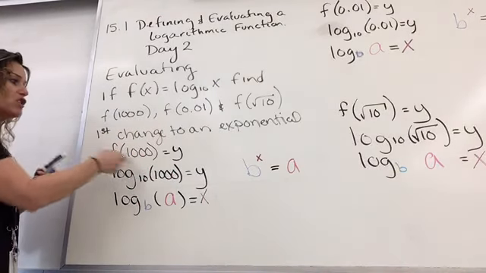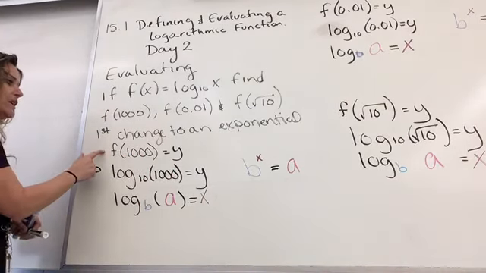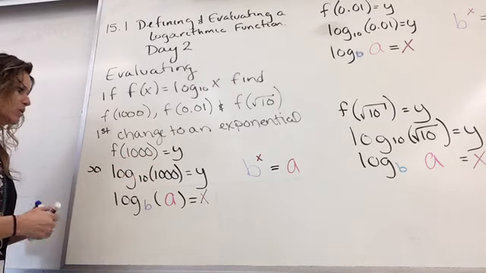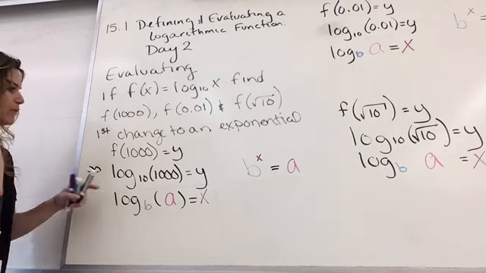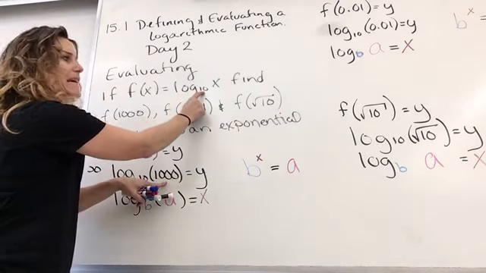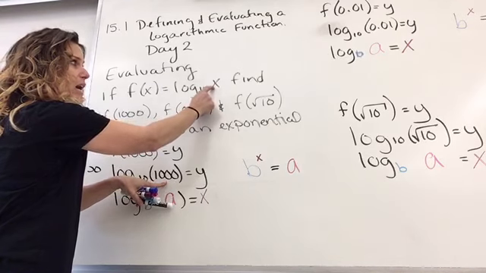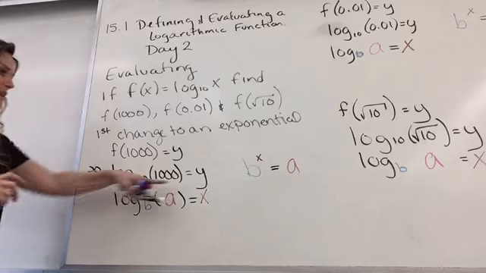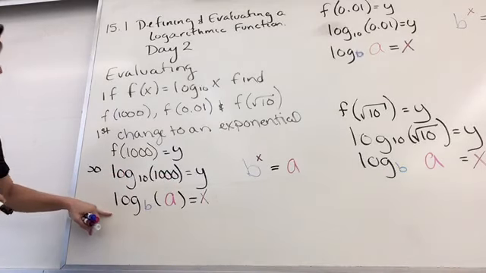So first, we're going to change everything to an exponential. So f of 1,000 has to equal something. It's going to equal y. So if we plug the 1,000 into our function up here, this 10 stays, but we're going to plug in the 1,000 for x. So f of 1,000, that means we're plugging it in for x, equals y. Then we're going to rewrite it.